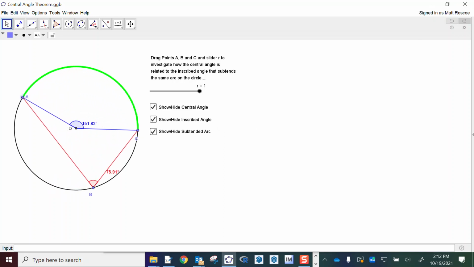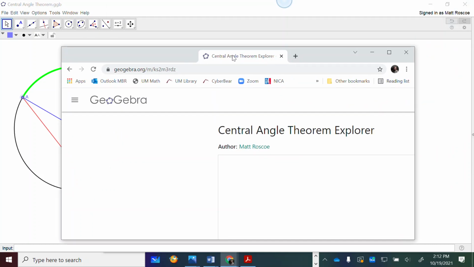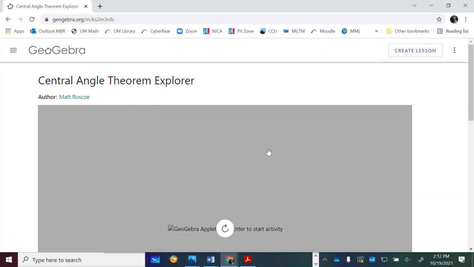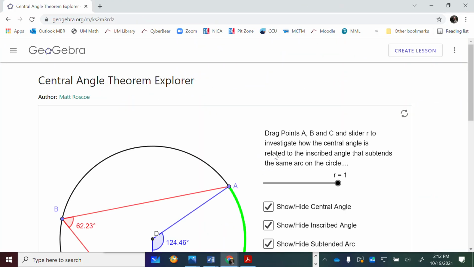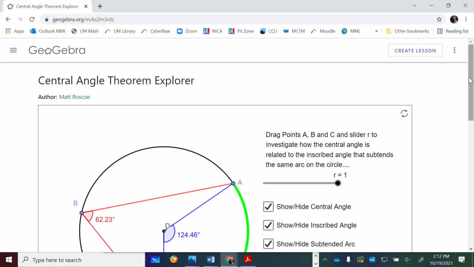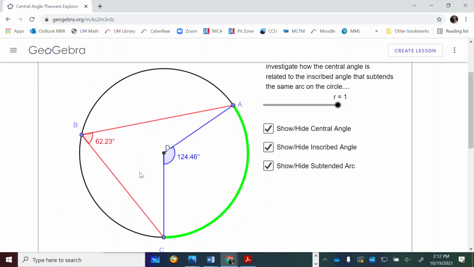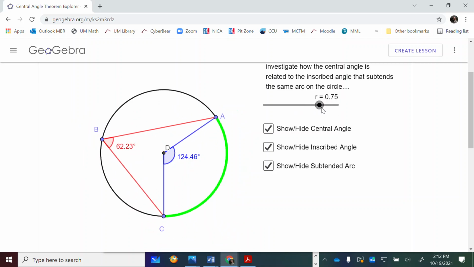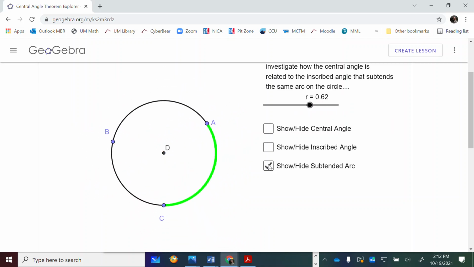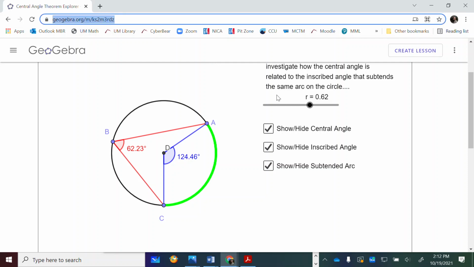I went ahead and uploaded it to the internet. So this is what it looks like as my applet on the internet. It's fairly similar to what we saw before. It basically controls the radius, show, hide. I don't think I need to show you this again, but this would be, of course, the website that I would send students to begin the investigation.